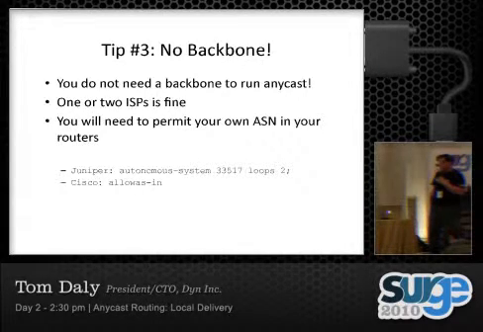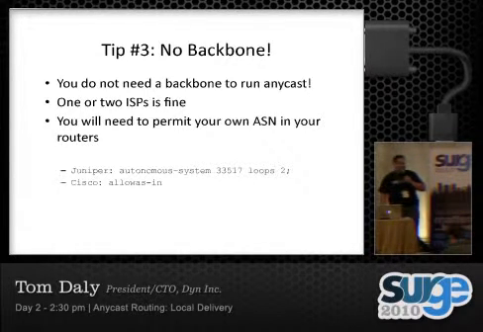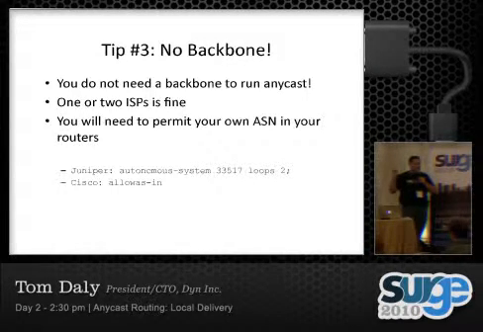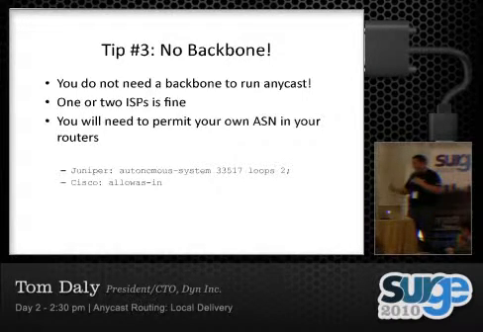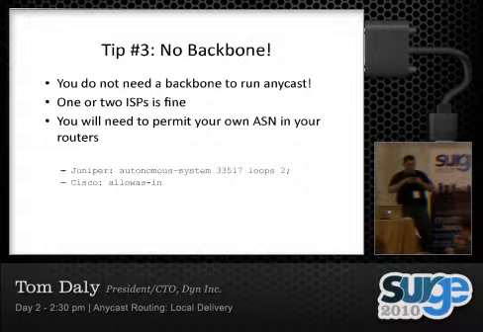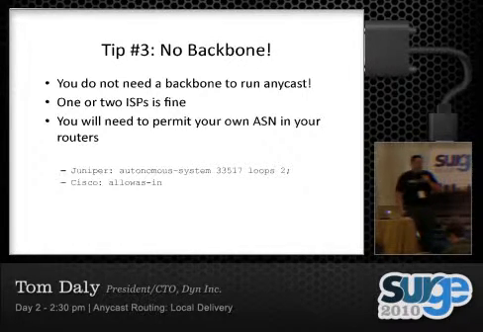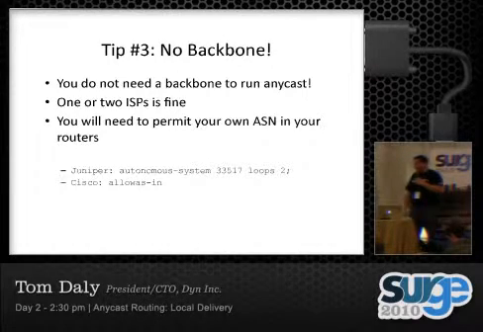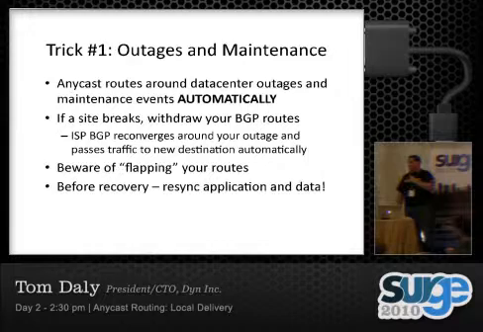So on Juniper's, you're going to say, routing-options autonomous-system 33517 loops 2. That says I can have 2 instances of my ASN number inside the routing update. On Cisco, when you configure the neighbor statement, neighbor black allow-as-in is what you need to use there. So a couple tricks.